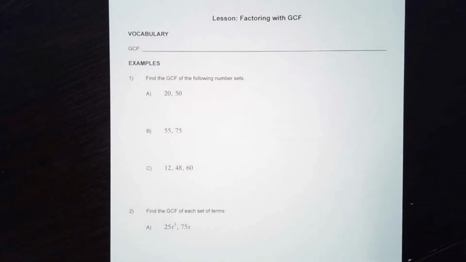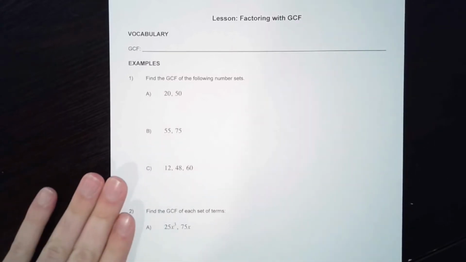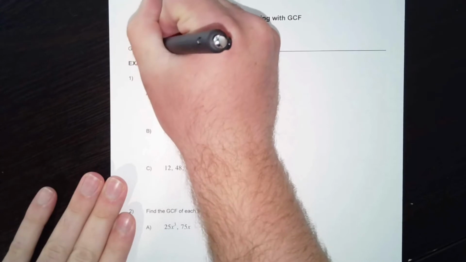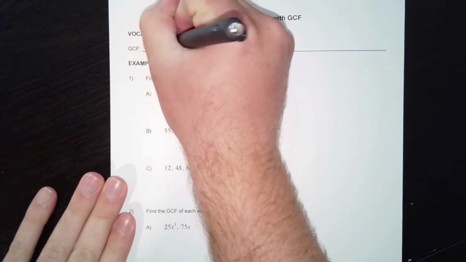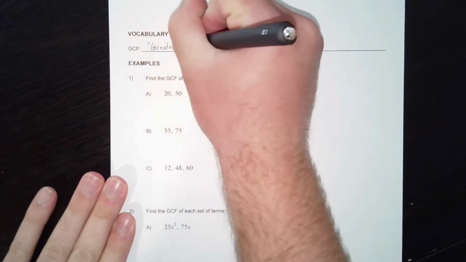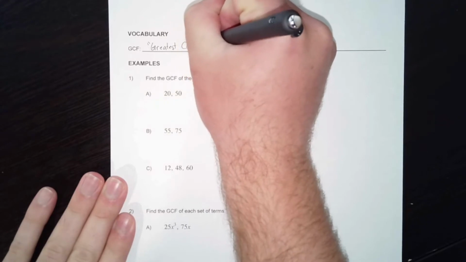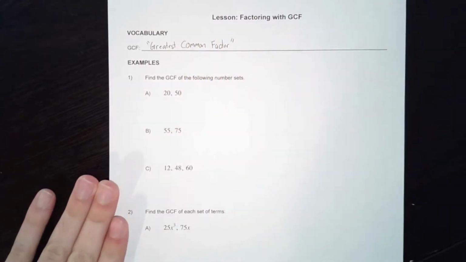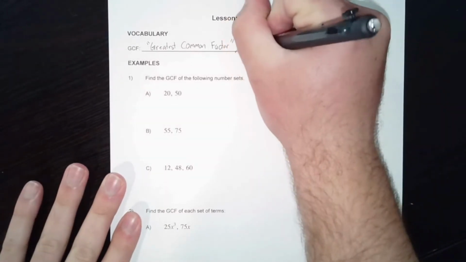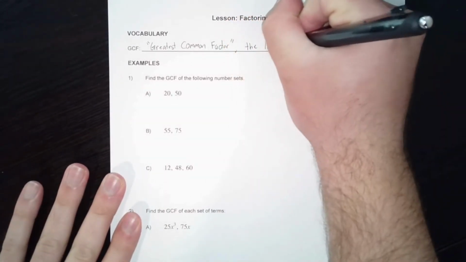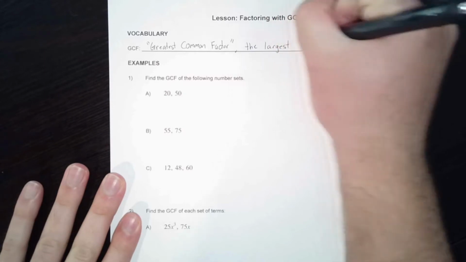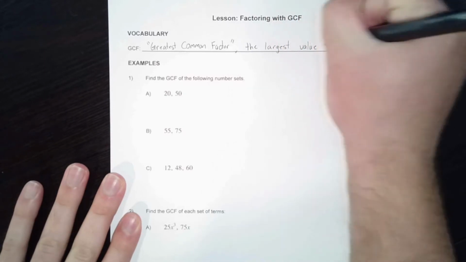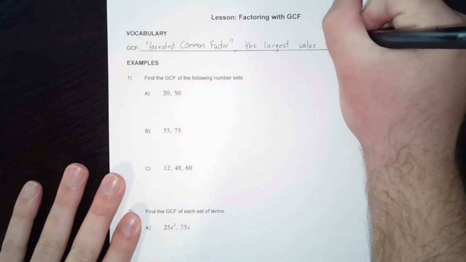So GCF is a concept that you learned really a while ago. But it stands for the greatest common factor. And that name is actually very descriptive. It pretty much tells us what the definition is. The greatest part means it's the largest value. Okay, and it's the largest value that factors.